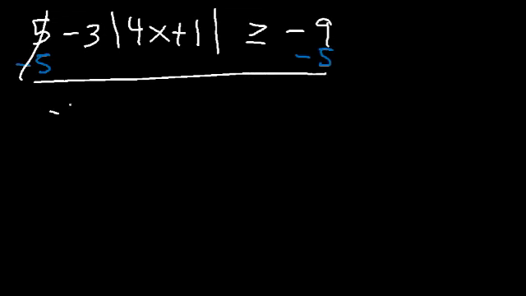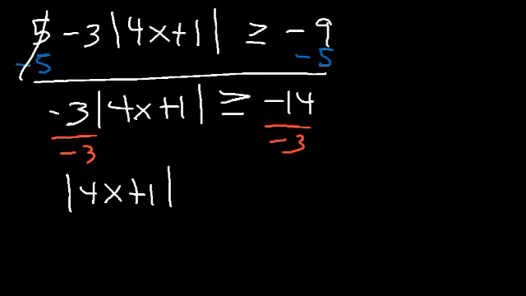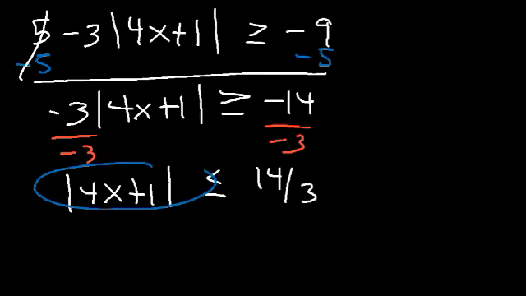So what we now have is negative 3 times the absolute value of 4x plus 1 is greater than or equal to negative 9 minus 5, which is negative 14. So now let's divide by negative 3. Now keep in mind, whenever you divide both sides by a negative number, the inequality must change sign. So now it's less than or equal to 14 over 3. Now that we have the absolute value expression by itself on the left side, we can now write two equations.